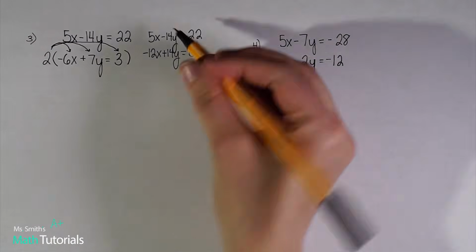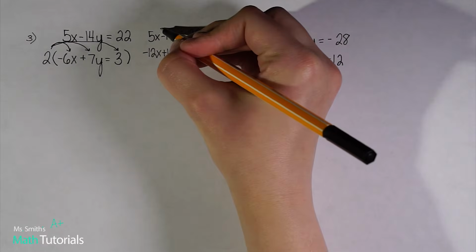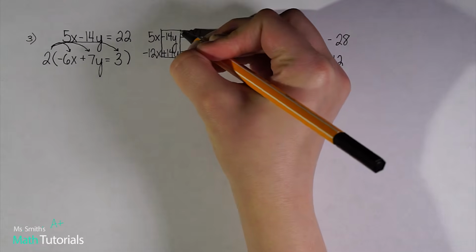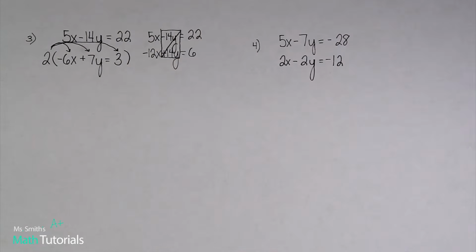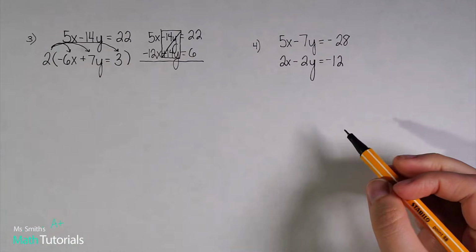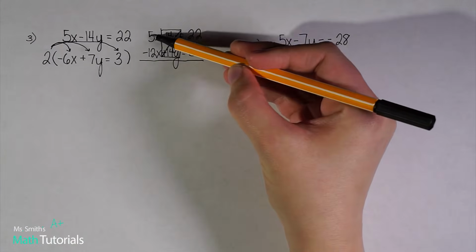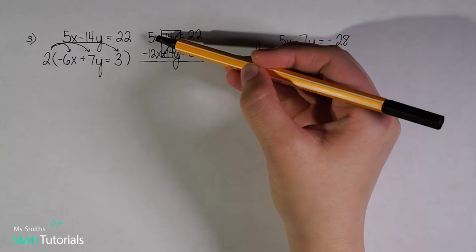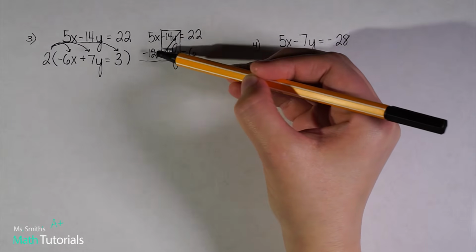Okay, so this is what I wanted to create, a situation where I have the same but opposites, and what I like to call an elimination situation. I want to take what I have left and add it together. So 5x minus 12x, so it's the same thing as saying 5x plus negative 12x.